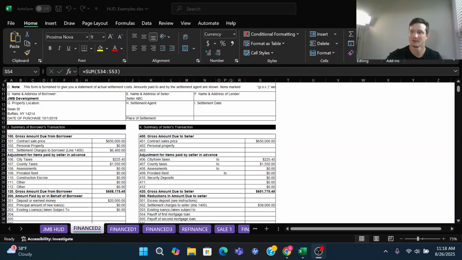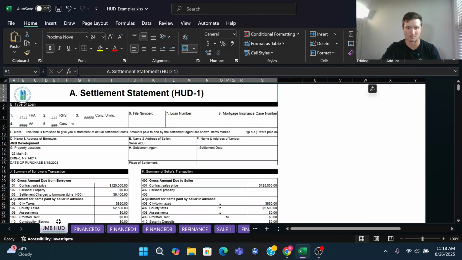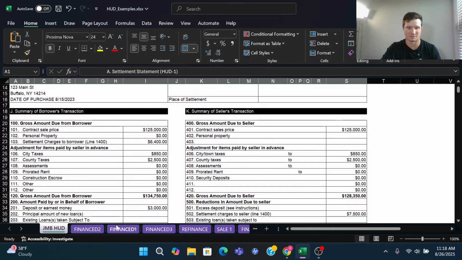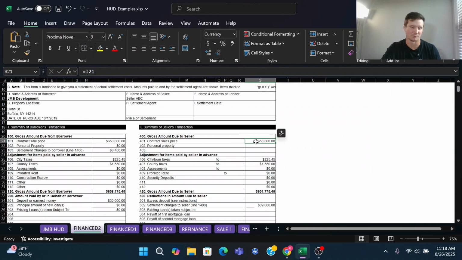So let's dive in. This is the HUD statement that we're going to be using. We're going to be going over this. We purchased the property right here for $125,000, which, you know, we're going to be selling it for a lot more. So our property went up in value by a lot. We purchased it for $125,000, and we're going to sell it for $650,000.